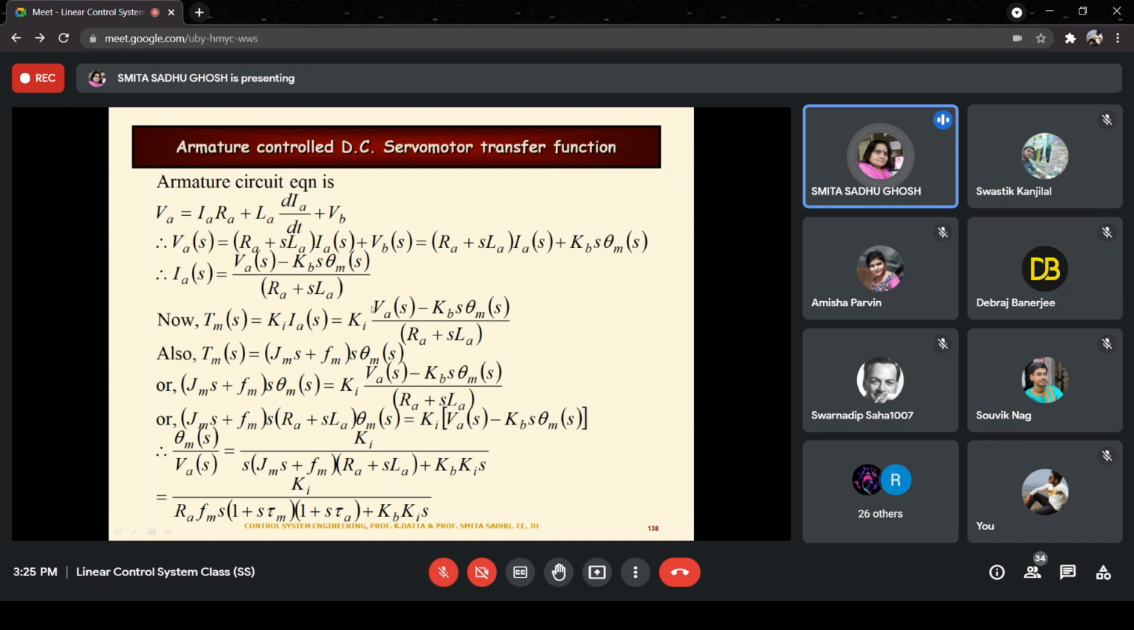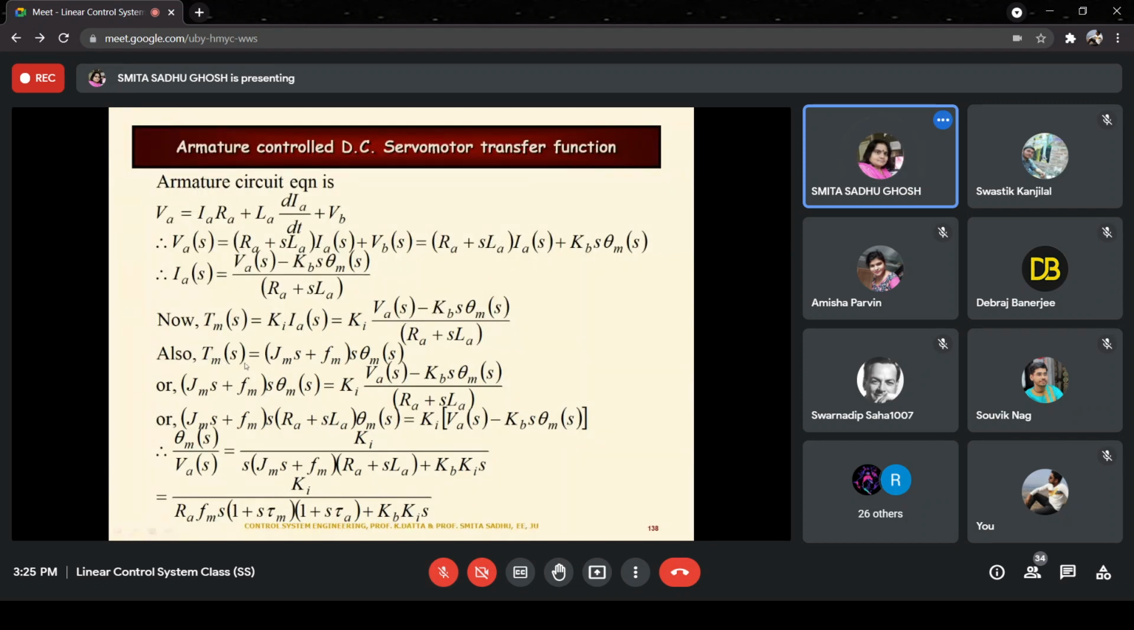So now again, yes, we have a relation between Tm and VA and theta m, but we are ultimately trying to get an expression relating VA and theta m only. So again, we are trying to obtain an expression relating Tm and theta m. It's the same expression that we derived in the case of a field control DC servo motor, that is Tm is equal to Jm theta m double dot plus Fm theta m dot.